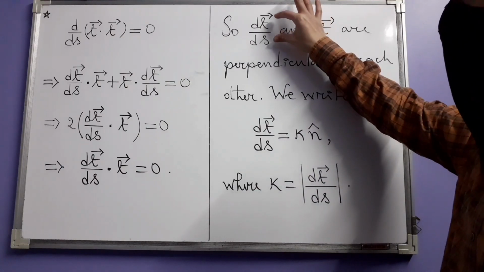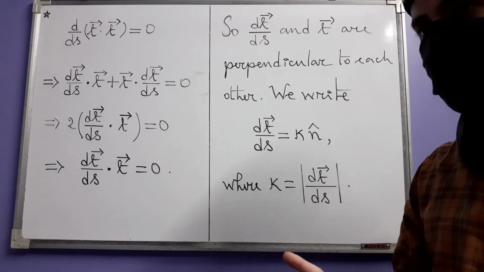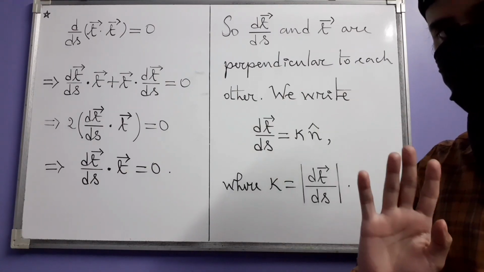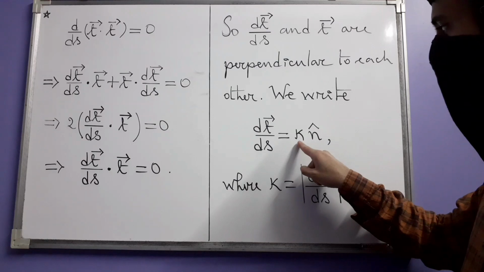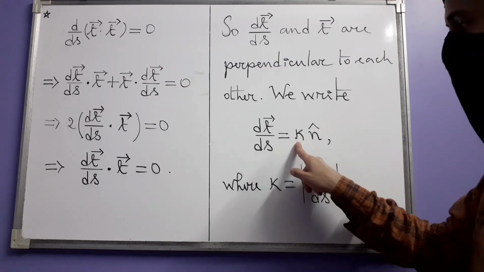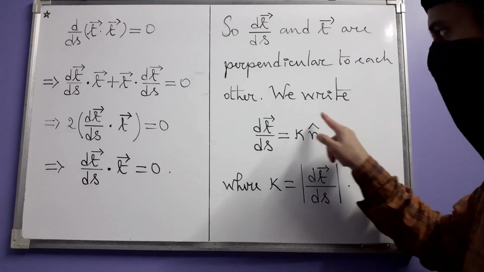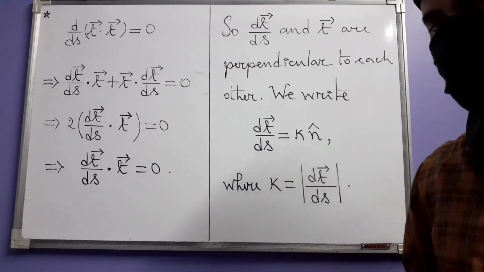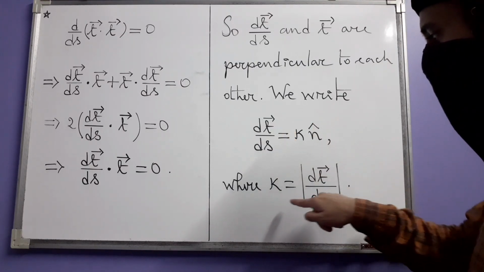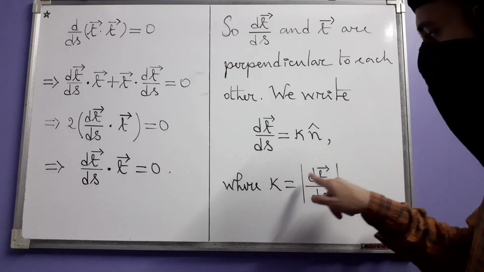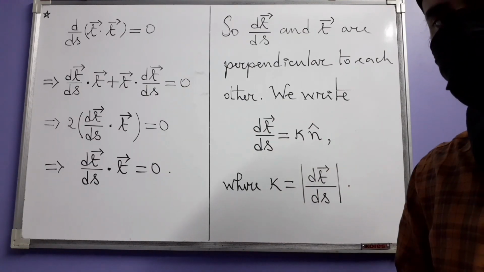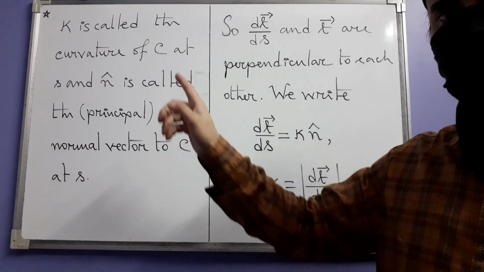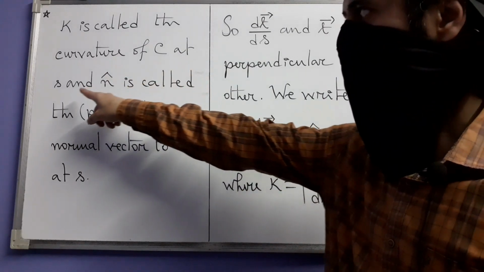Now we can write the vector dT/ds as its magnitude times some unit vector which points in the same direction as the original vector. Say the magnitude is this Greek letter kappa, times n hat. This n hat is some unit vector which points in the same direction as this vector dT/ds. And we write that to make it more clear, where kappa is the magnitude of this vector. This kappa has a name also. It's called the curvature of the curve C at the point s.